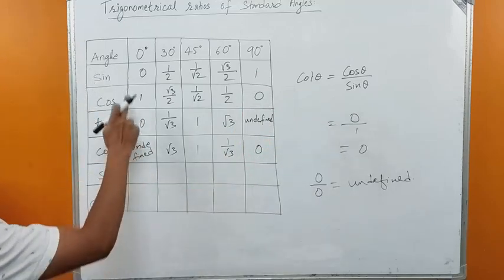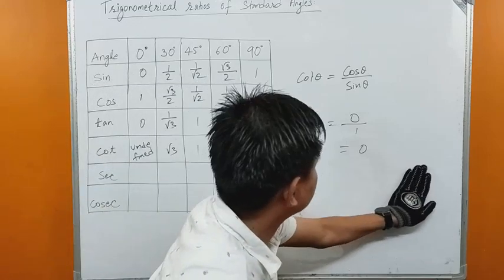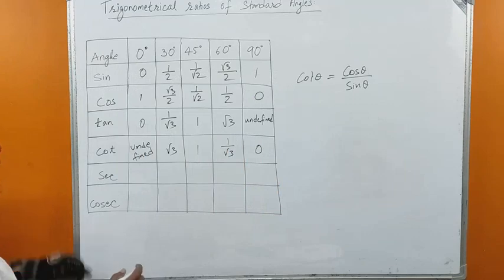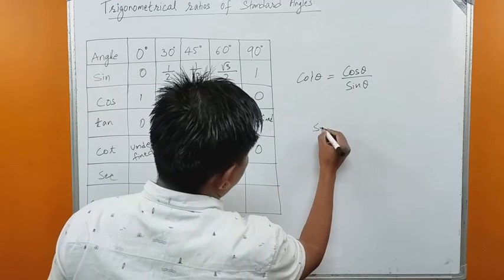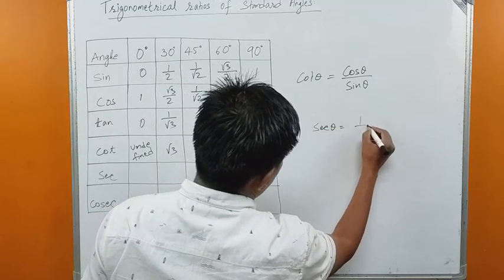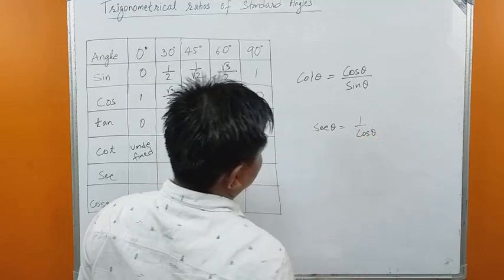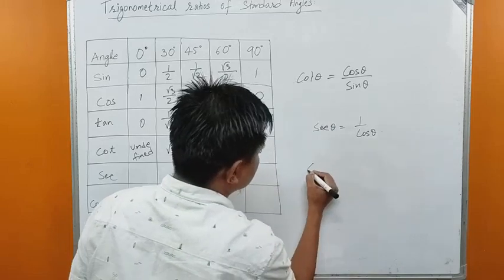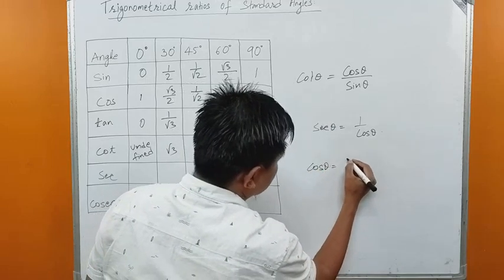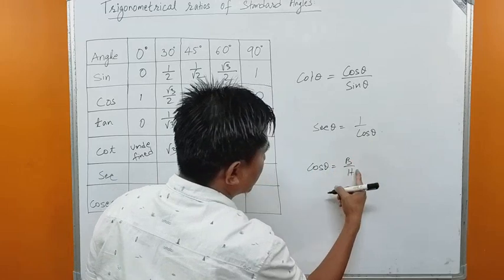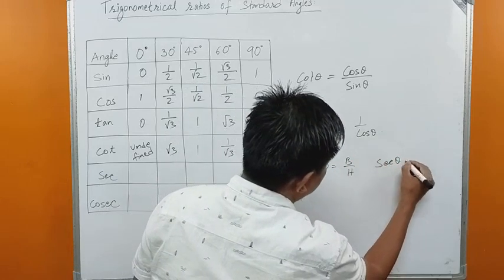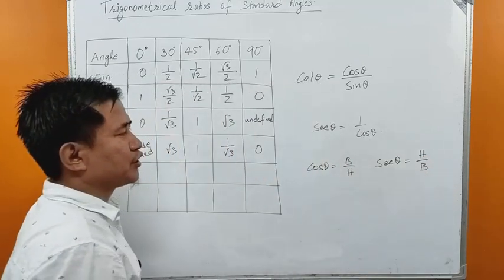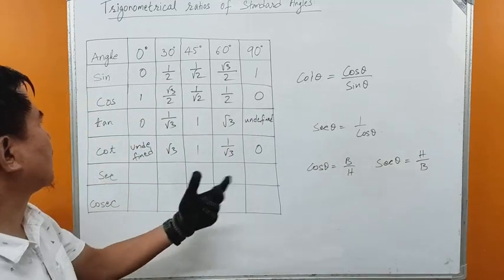Now sec 0 degree. We can find this by just reversing cos, okay? Because sec theta is 1 upon cos theta, isn't it? Cos theta and sec theta are just the opposite of each other, because cos theta is base upon hypotenuse, and sec theta is hypotenuse upon base, isn't it? So cos theta and sec theta are just the reciprocal of each other.